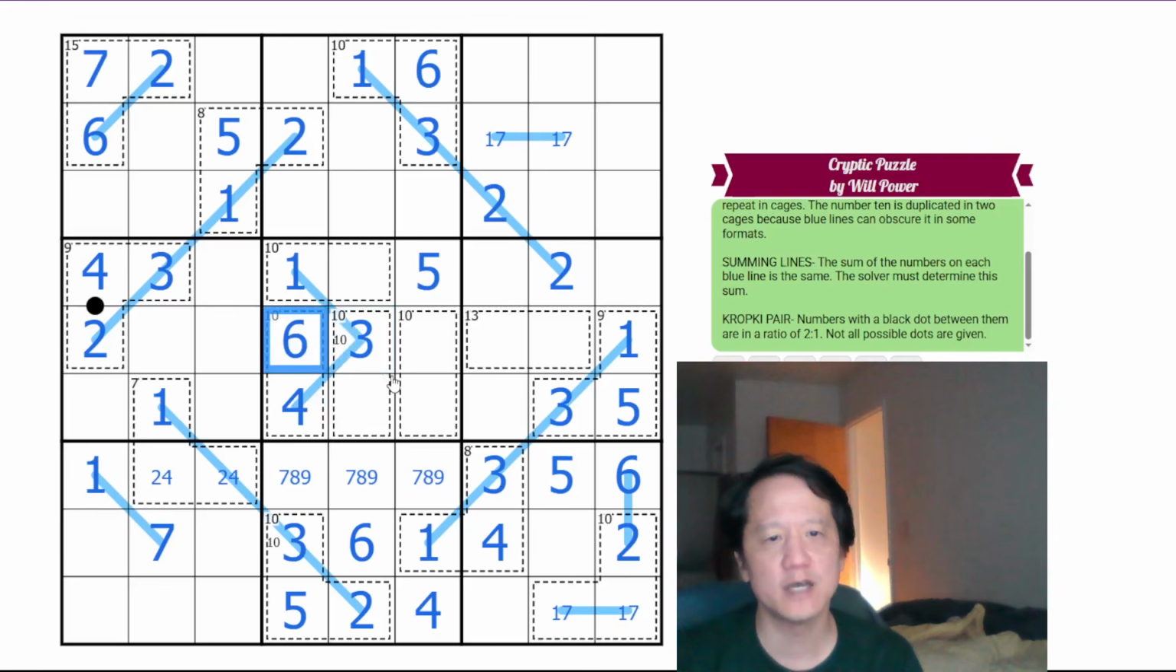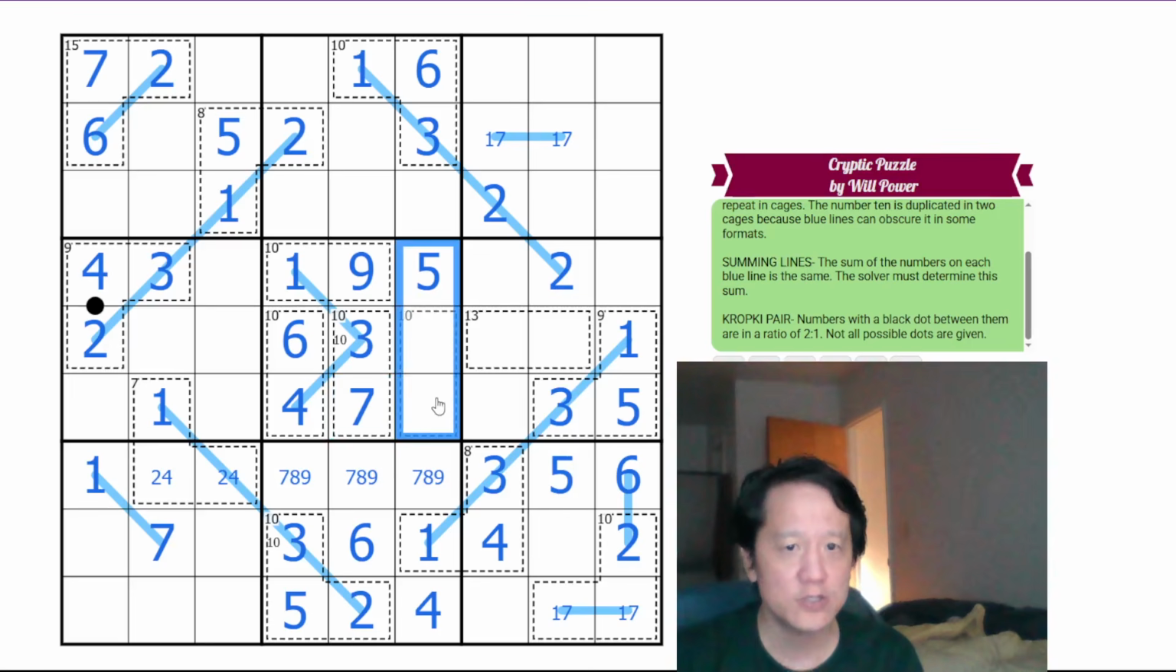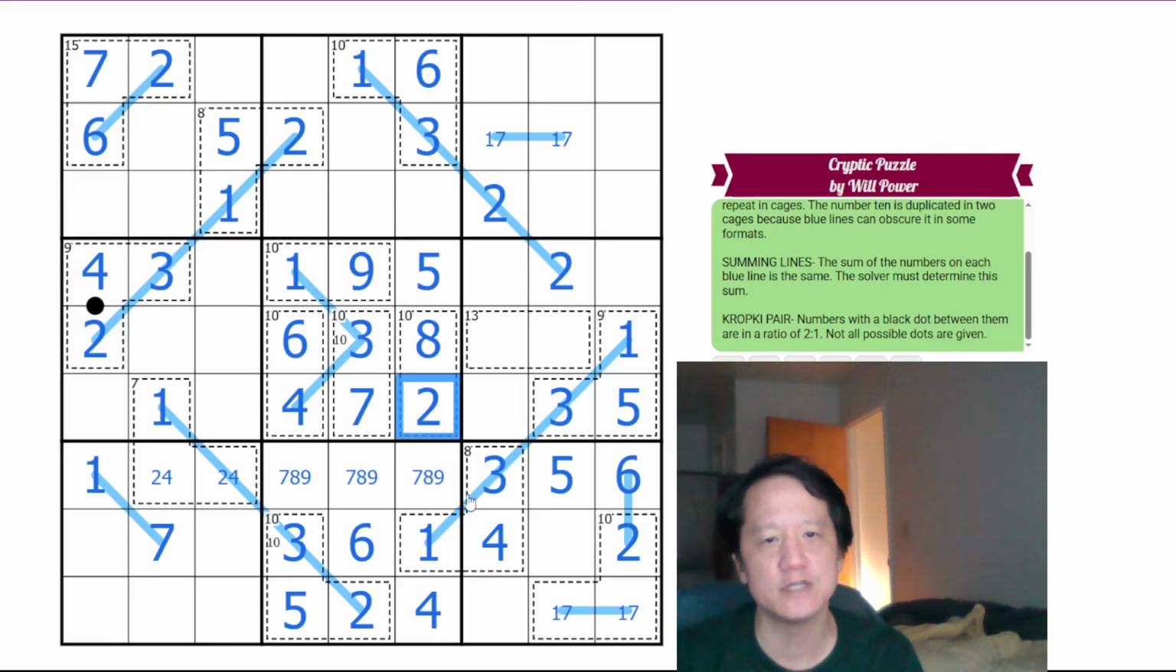4 and 6 add up to 10. 1 and 9 add up to 10. 3 and 7 add up to 10. 2 and 8 add up to 10, and 2 can't be here because of 2 in the row. So this is 8 and 2.